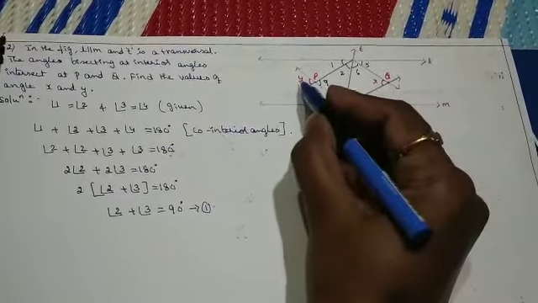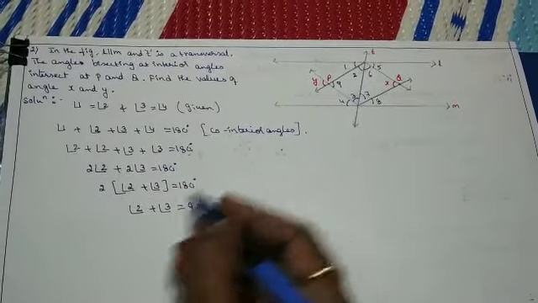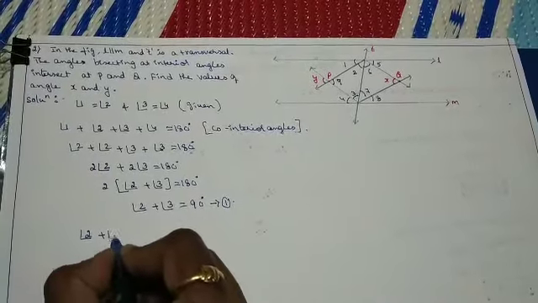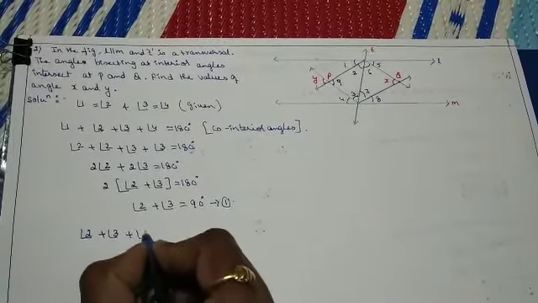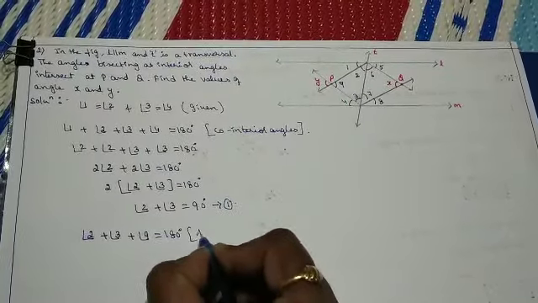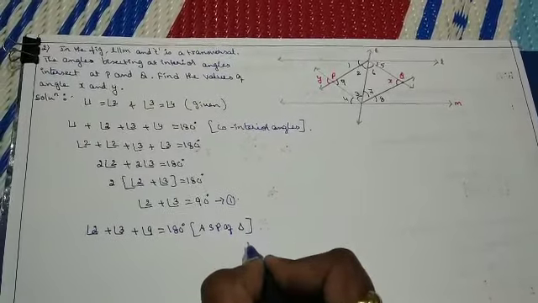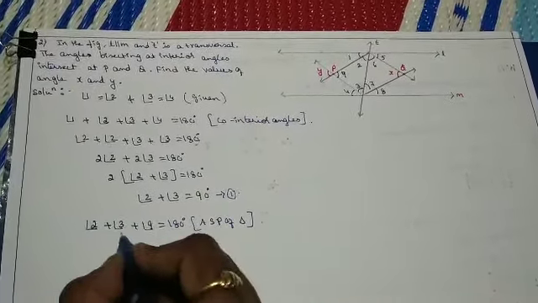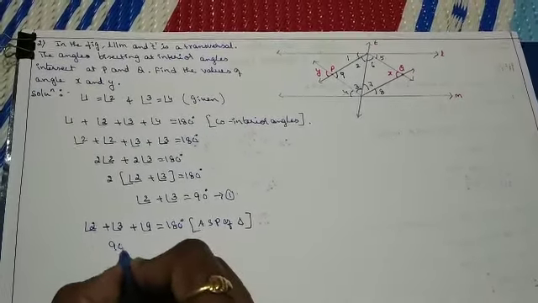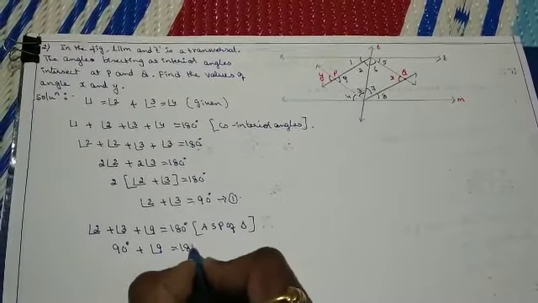Since y is opposite to angle 9 and angle 9 comes within a triangle, I'll apply ASP of triangle. Angle 2 plus angle 3 plus angle 9 equal to 180 degree. Reason: ASP of triangle, that is angle sum property of a triangle equal to 180 degree. Then angle 2 plus angle 3 is nothing but 90 degree. 90 degree plus angle 9 equal to 180 degree.